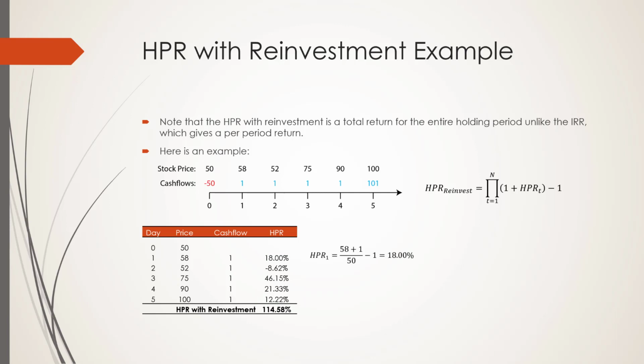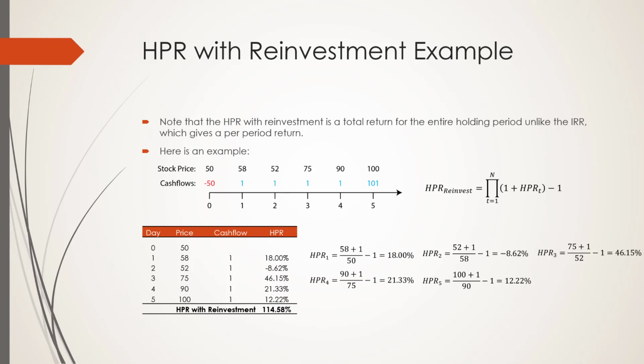So here's the formula. For period 2, same idea, except our starting price now is 58 instead of 50. So we have 52 plus 1 divided by 58, minus 1 gives us negative 8.62%. And then for period 3, period 4, and period 5. So you can see how I got those numbers in the far right column of that table.